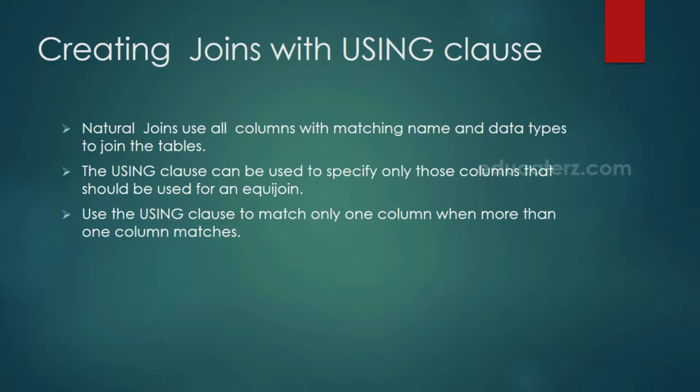Use the using clause to match only one column when more than one column matches. There may be a situation that in a table A we have say 6 columns. Out of 6 columns, 3 columns are matching with the table B columns. That is possible. But we want to query the two tables using clause by selecting only one column from table A with the column with table B. We will see with an example. First of all, let us see the syntax.